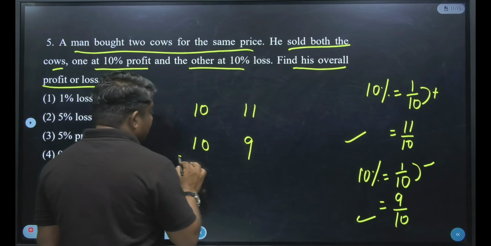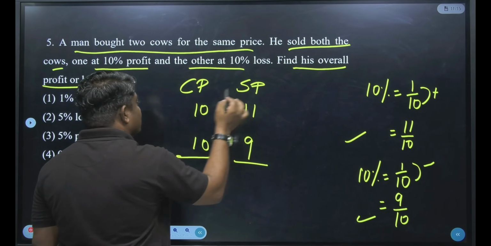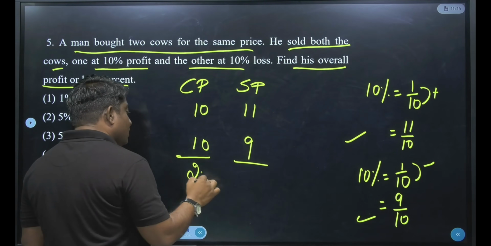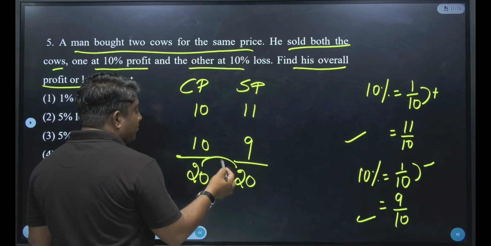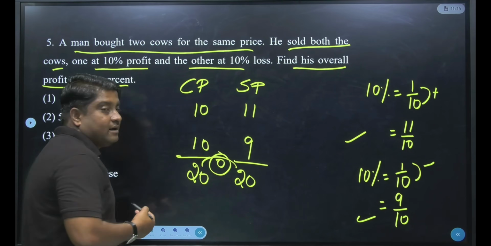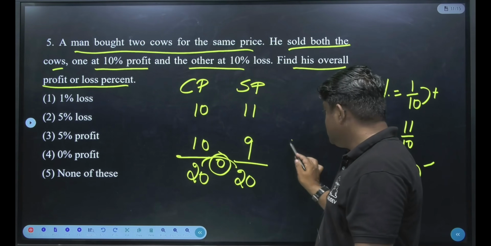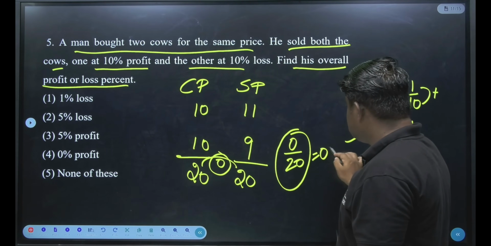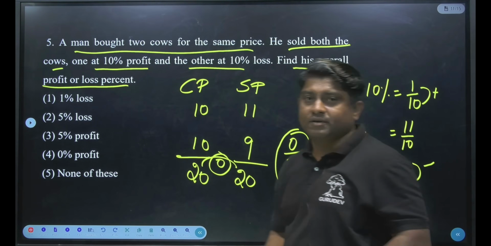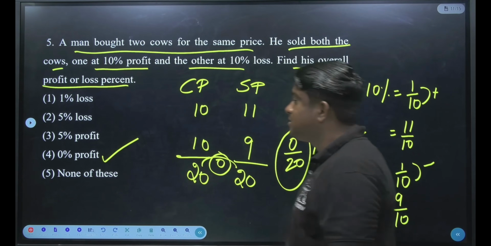Second cow. That means the total cost price of both the cows is 20 rupees. Selling price of both the cows is 20 rupees. That means I am neither getting any profit nor any loss. So that is nothing but 0 by 20. 0 by 20 is 0%. That means neither profit nor loss. Option number 4 is correct.